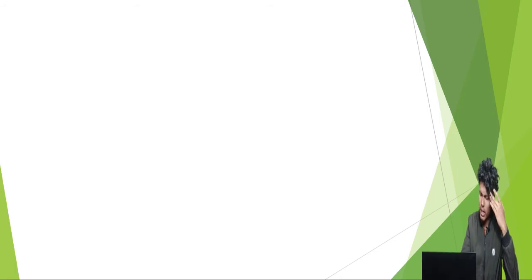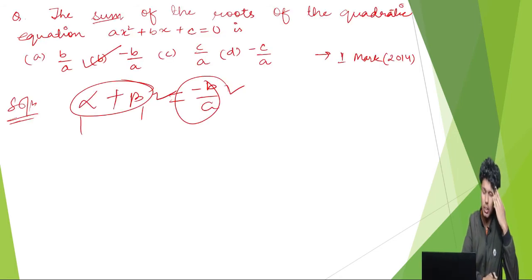They may also ask like the product of the roots of quadratic equation x square plus bx plus c is equal to 0. Then what will be the product? It will be c by a. So it is simple.